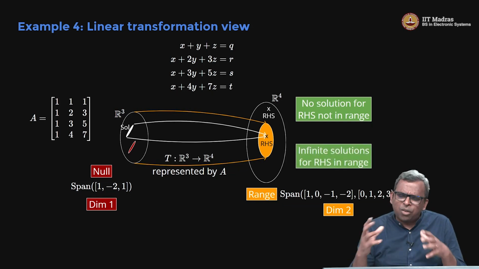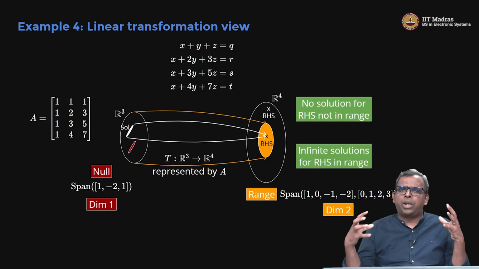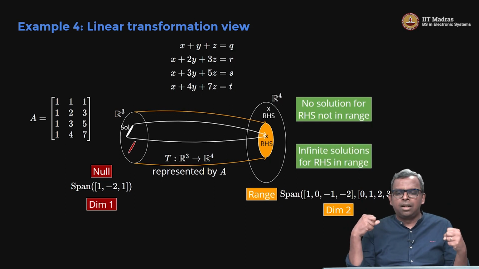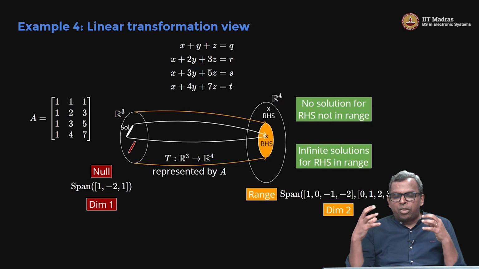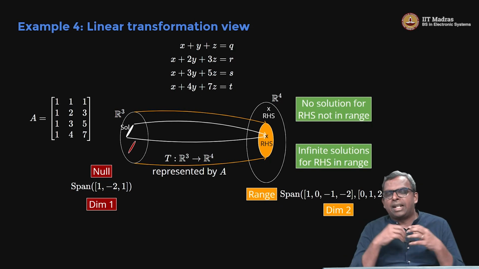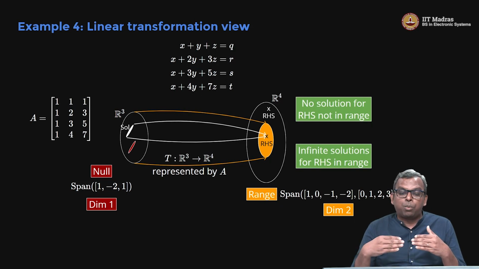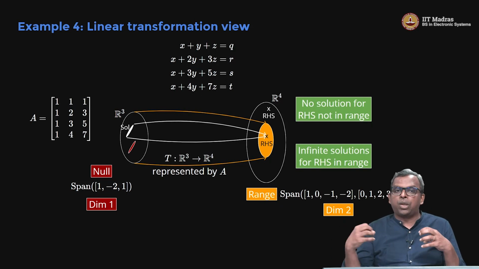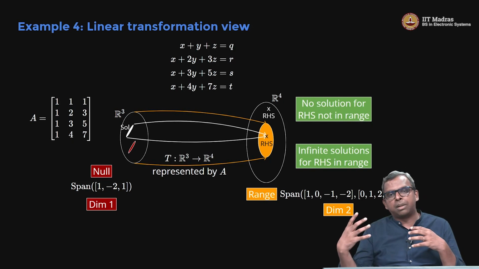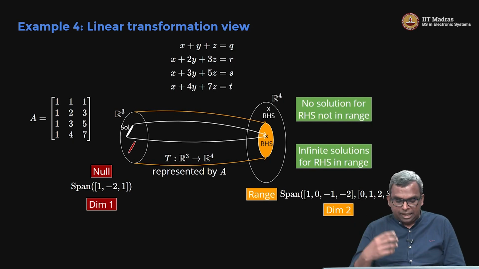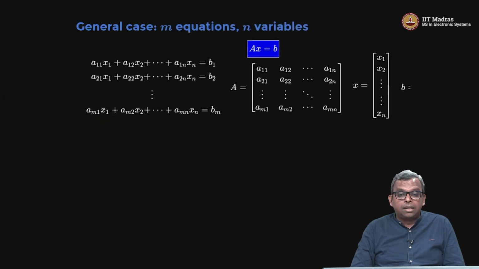So a lot of things are happening, different types of equations based on the range and the null space and the dimensions. You have different types of solutions depending on where the right hand side lands up. So all this calls for more careful study. How do you push to the general case? In the general case, when you have m equations and n variables, what are all the various things that can happen? Let's see that next.